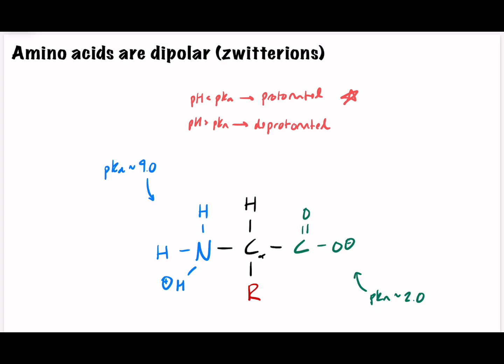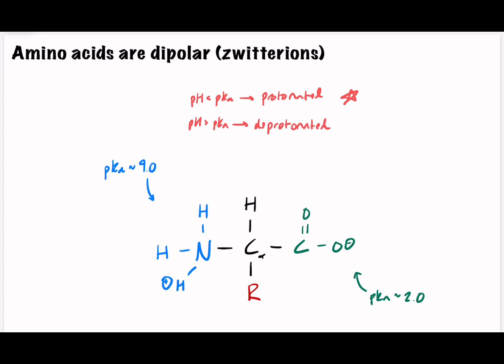And another thing to note is that a zwitterion technically is a molecule that has, like we see here, a negative charge and a positive charge. And for amino acids, a lot of them end up having a net charge of 0. So these two charges will cancel out. And that's not the case for all of them, but it is the case for some of them.